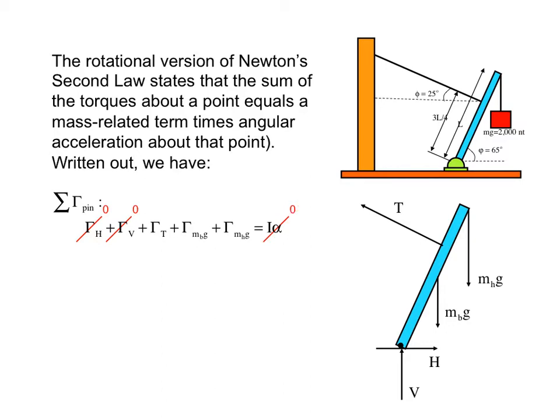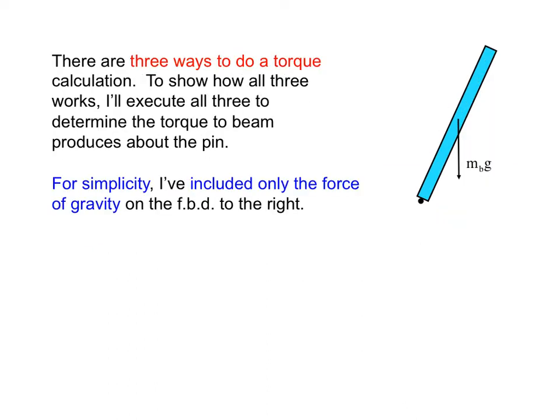So the next thing we need to do is to figure out how to do torque calculations. And in fact, there are actually three different ways you can do a torque calculation. I'm going to show you all three of them, and I'm going to do it on the torque generated by the gravitational force acting on the beam, which we're assuming is acting at the center of mass of the beam.